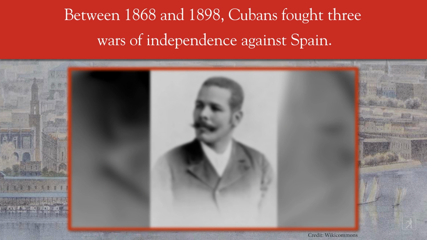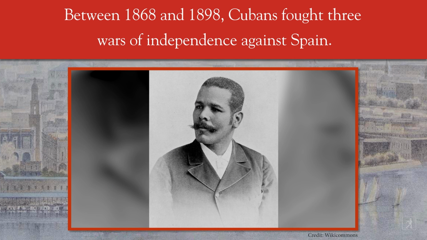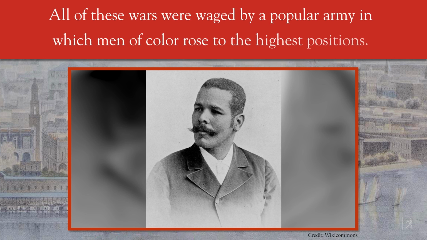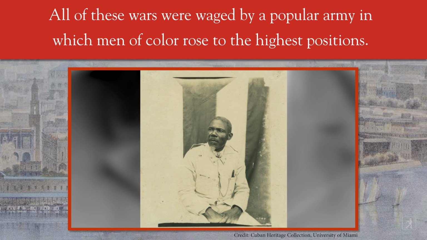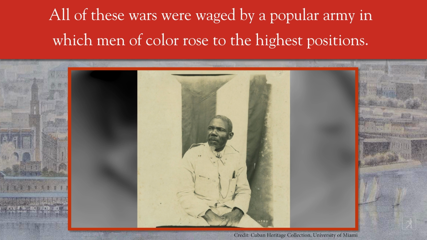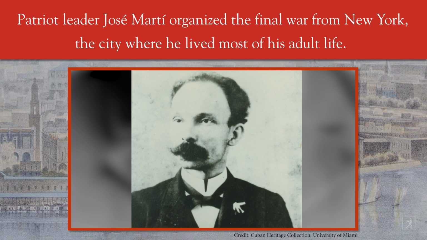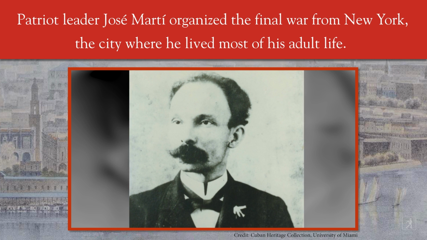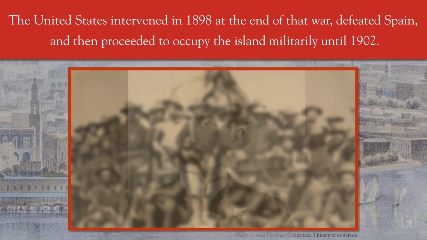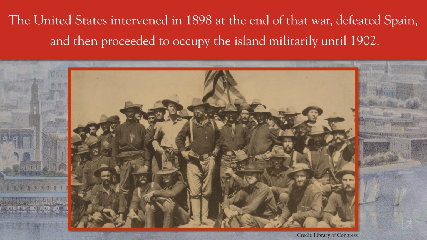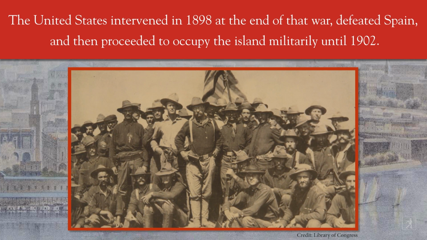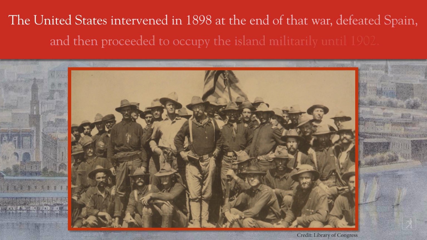Between 1868 and 1898, Cubans fought 3 wars of independence against Spain. All of these wars were waged by a popular army in which men of color rose to the highest positions. Patriot leader José Martí organized the final war from New York, the city where he lived most of his adult life. The United States intervened in 1898 at the end of that war, defeated Spain, and then proceeded to occupy the island militarily until 1902.